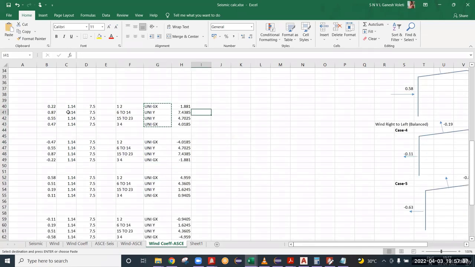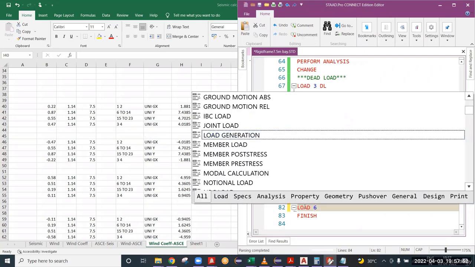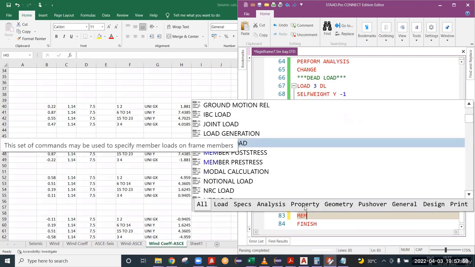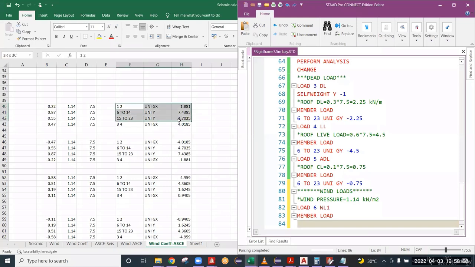I hope all of you are clear with all these things, right? Yes, sir. Next I'm going to the STAAD editor. We have applied up to load case 5. Now I'm going to take load 6 and mention it as wind load 1. We are applying all these on members only, so again I'm defining member load. I'm just copying all these values.